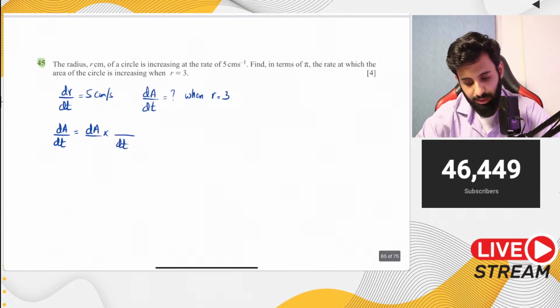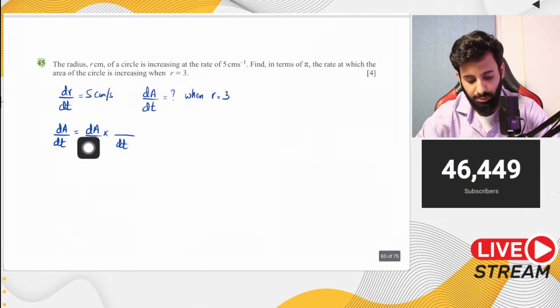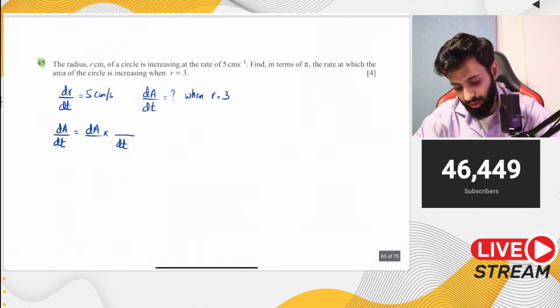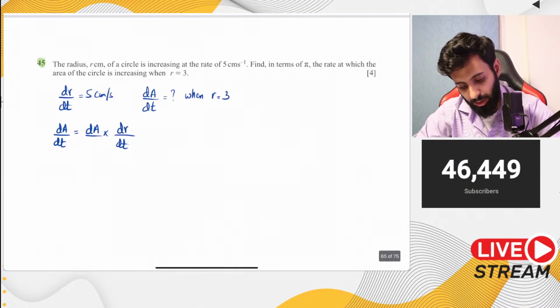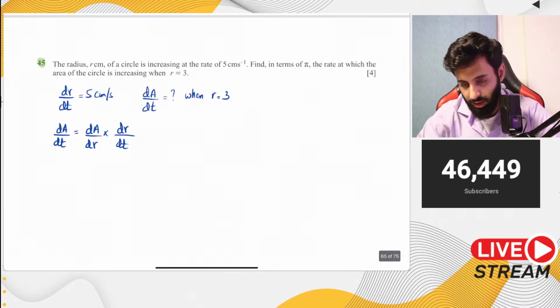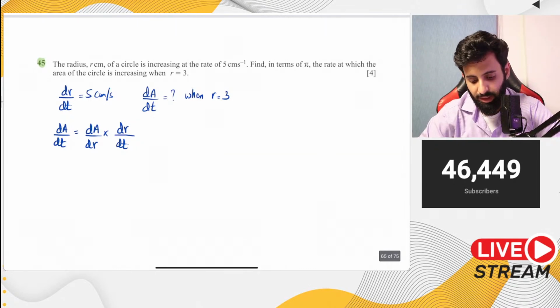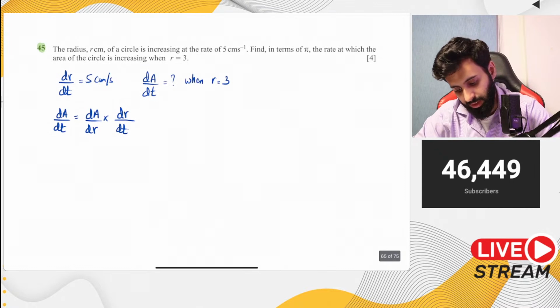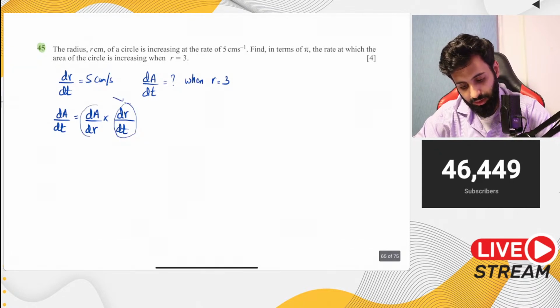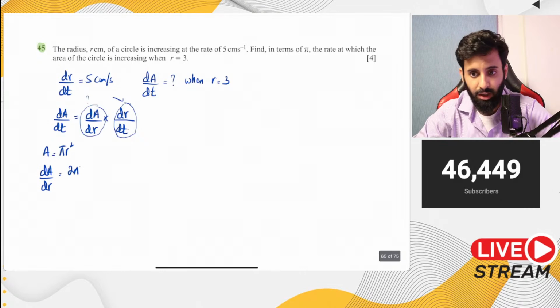Okay, so here's how we'll set up the chain rule. The numerator of the first fraction will be dA, the denominator of the second fraction will be dt. अब यहाँ पे क्या आएगा? यहाँ पे obviously something common and also relevant. So what's common and relevant is dr. So as far as dr upon dt goes, that is something we already have. As far as dA upon dr goes, that's something we need to find out. So what's area equal to? Area of a circle is pi r square. What about dA upon dr? That we can find by simply differentiating the equation. So that's 2 pi r.